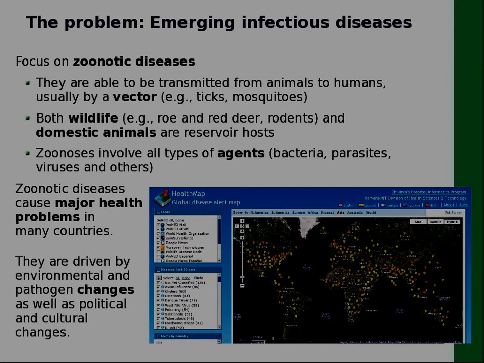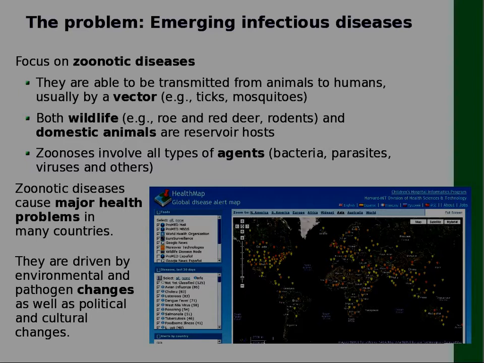There is an increasing problem of emerging infectious diseases in the world. In this view, I want to focus on zoonotic diseases, that is, usually vector-borne diseases transmitted by ticks, rodents or mosquitoes. Notably, wildlife and domestic animals are the reservoirs for these diseases. They include all types of agents, bacteria, parasites, viruses and others. Being a major health concern, zoonotic diseases are gaining more and more research interest in many countries.